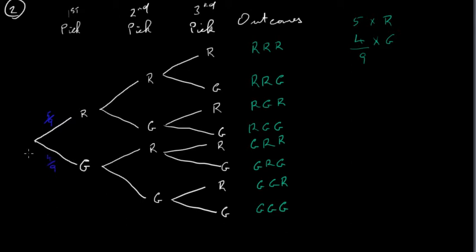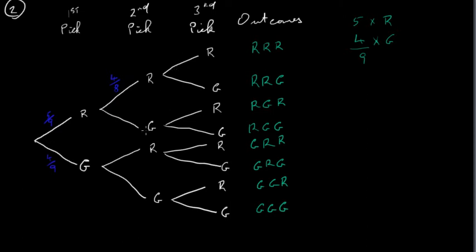Now, if we go up along here, we picked a red. What's the probability of picking another red? Now, we've removed one of these reds. Remember, we're not replacing these beads. So we've removed one of the reds. So now we only have 4 reds left, and we also only have 8 beads in total. So our probability here would be 4 out of 8.